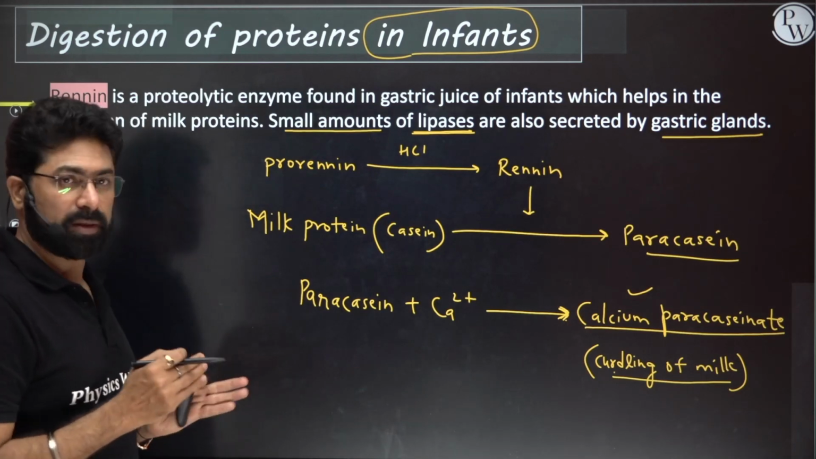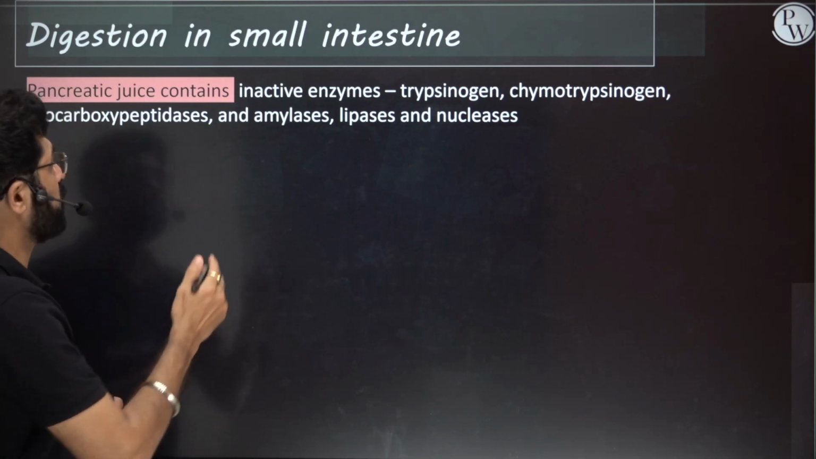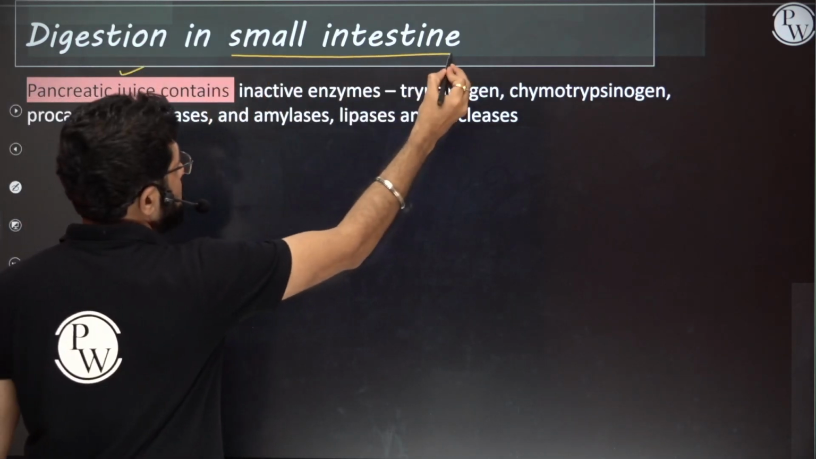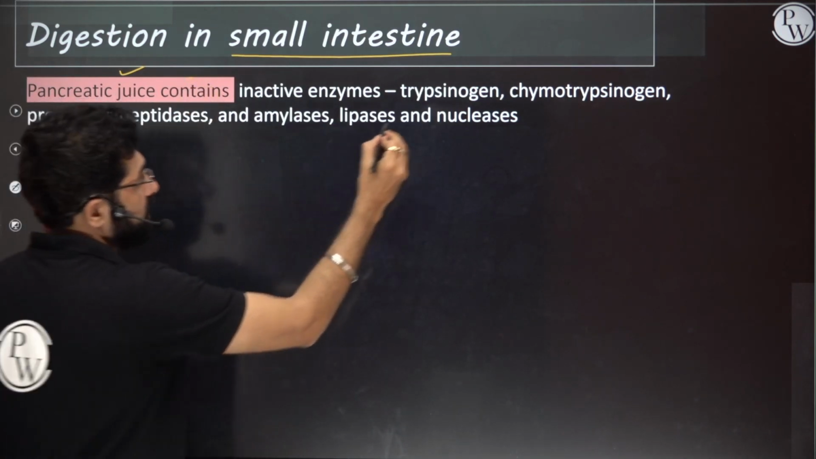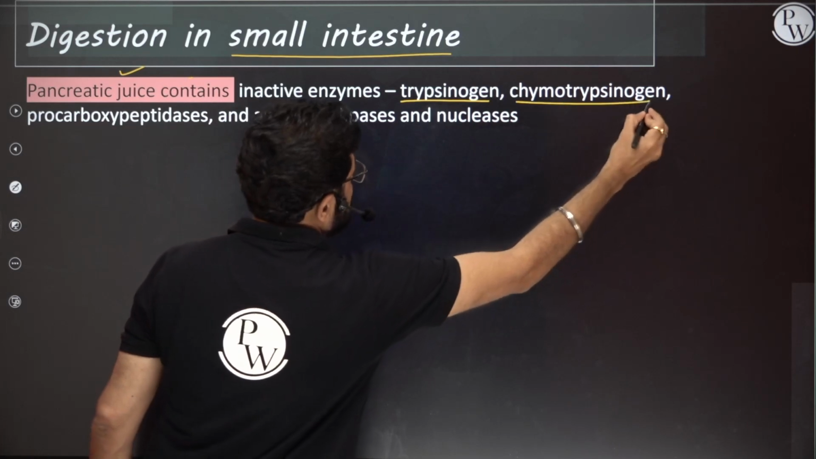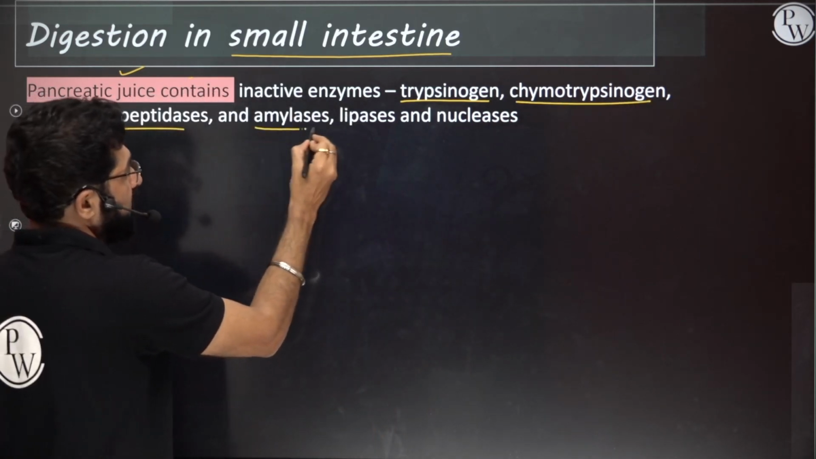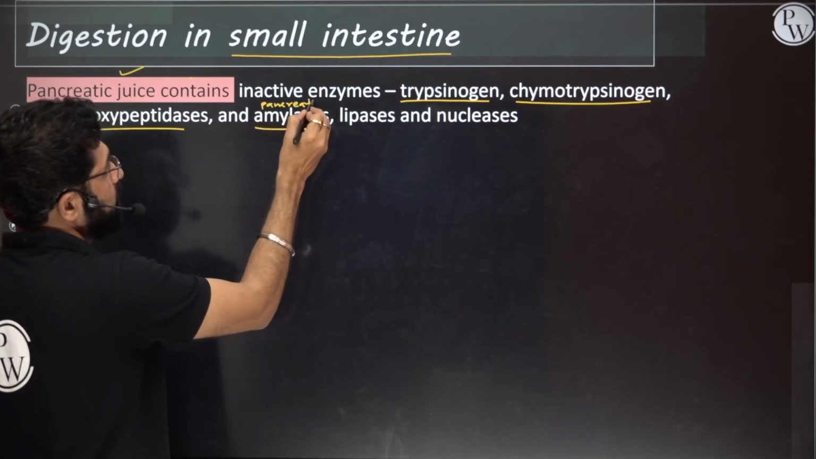So a little bit of digestion can take place, but not more. Okay, let's continue with the pancreatic juice now. In the small intestine, the most active enzymes will be the pancreatic enzymes, which are trypsinogen, chymotrypsinogen, procarboxypeptidase, and pancreatic amylase. So this is the pancreatic amylase, not the salivary amylase.